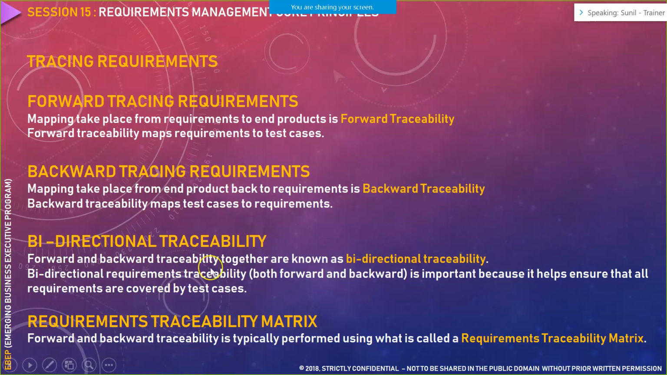Then comes your bidirectional traceability, wherein you would do both processes in sequence. First, you would trace the requirement to the end product and the end product back to the requirement. Bidirectional traceability helps us to ensure that all requirements are covered by test cases. So, ideally, testers do this bidirectional traceability. They first check the requirement, they see the system, then they come back to the requirement and do an end-to-end validation. And all of this is done through a requirement traceability matrix.